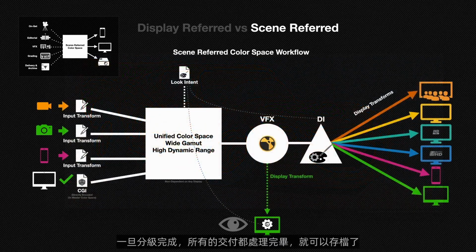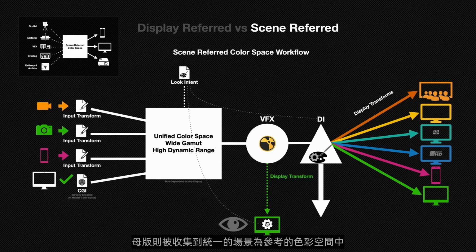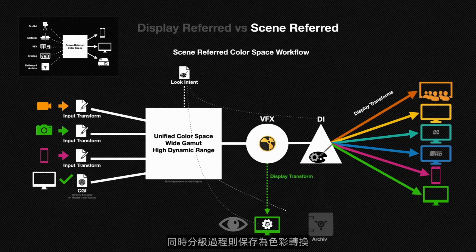So, once the grading is complete and all deliveries have been handled, it's time to archive. The masters will be collected in the unified scene-referred color space, and the grading sessions will be saved as color transformations. So in the future, we could always get back and restore everything and deliver for those devices that are not invented yet. So this workflow is future-proofed.